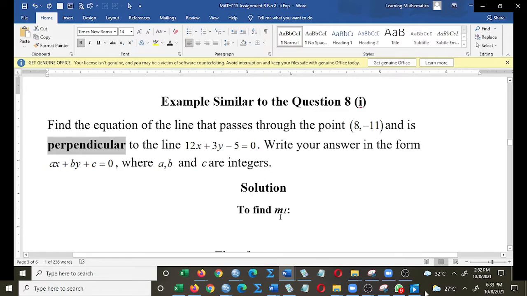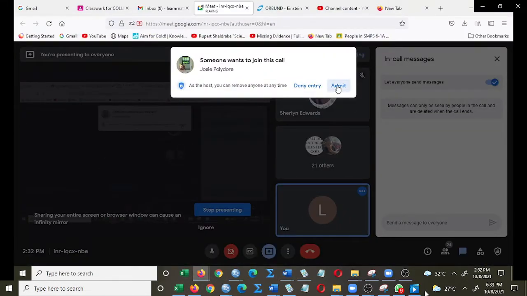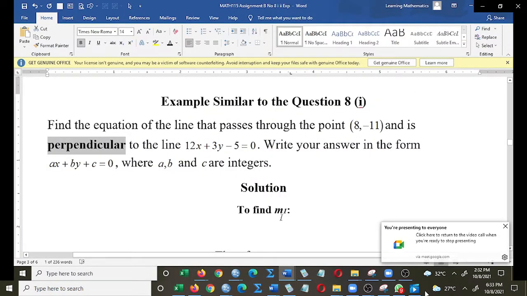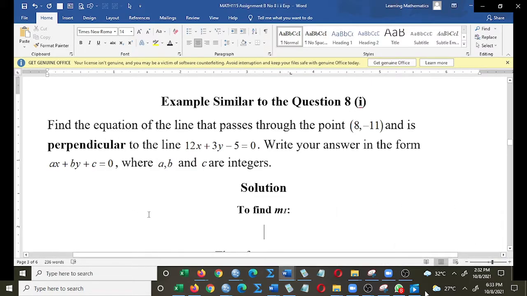Solution: to find m1. M1 is the first gradient. We have to find m1. We must find the gradient first, because we need the gradient of that line already to find the gradient of what we need. We need an m2, but we have to find m1 first so we can know how to find m2 using the word perpendicular.